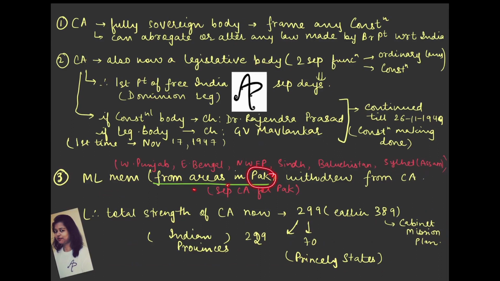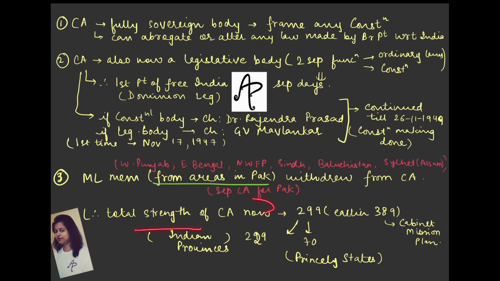Okay. Third change that happened from this act was that the Muslim League members, I mean from those areas which were now in Pakistan, क्योंकि partition के बाद, so they withdrew from the Constituent Assembly. That is obvious, ठीक है, क्योंकि अब partition हो चुका था. तो what kind of areas were in Pakistan? Like West Punjab, East Bengal, NWFP, North West Frontier Province, Sindh, Balochistan and Sylhet region of Assam. And separate Constituent Assembly now existed for Pakistan also.